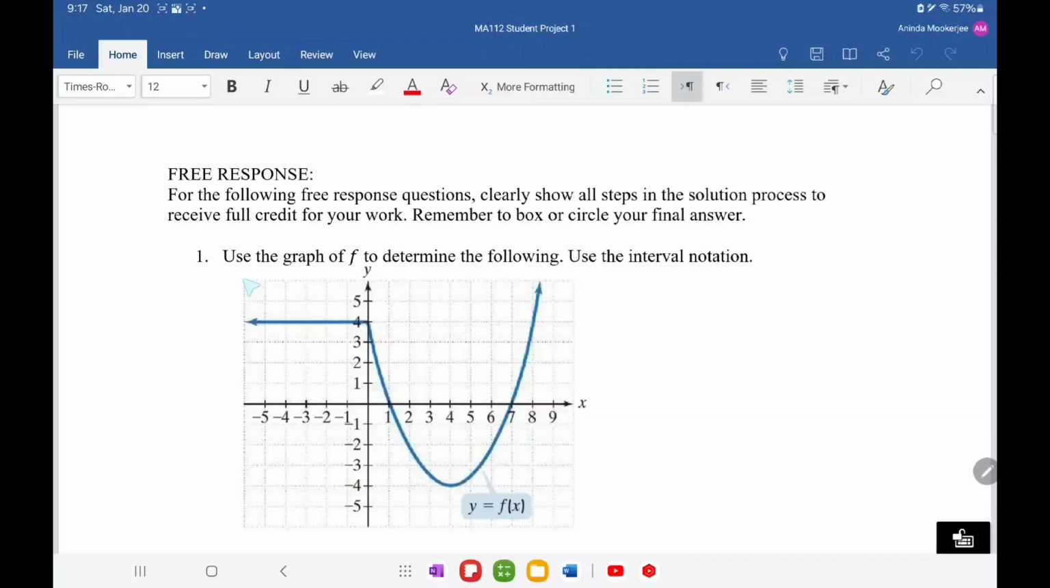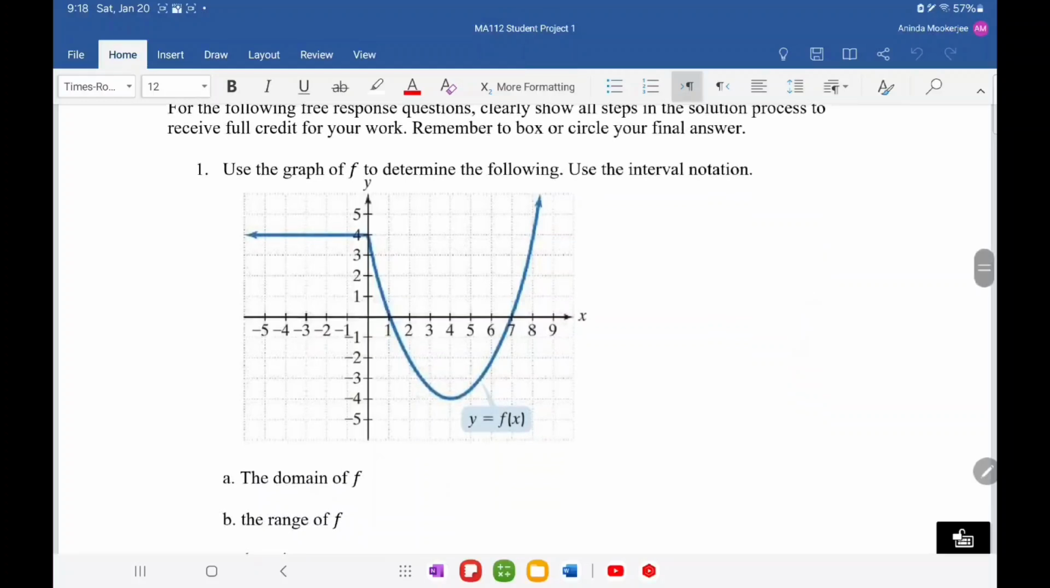Now the first question says, use the graph of f to determine the following and use the interval notation. So basically we are testing you on whether you can read the graph of a function and whether you are able to interpret it. So here's the function given to us. The first question says, what is the domain of f?